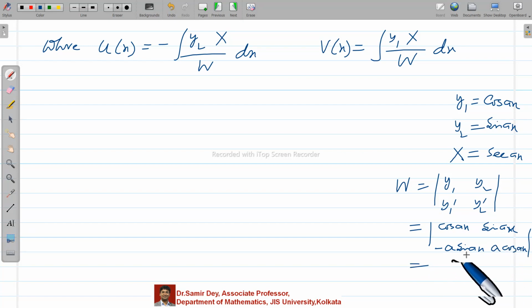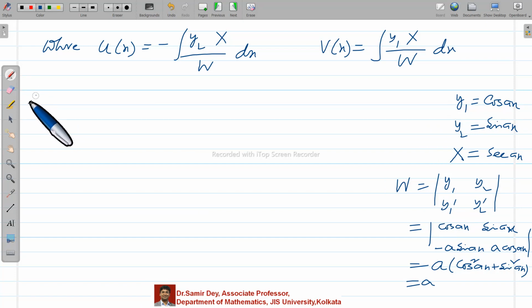So if you take the determinant and simplify, it is coming a cos square ax plus a sin square ax. So from here it is coming a times cos square ax plus sin square ax. Ultimately it is coming a. Clear? So now you know everything. y1 you know, y2 you know, X you know, W you know, all are known to you. So now you write down one by one.